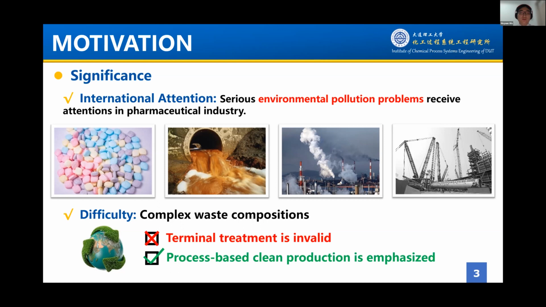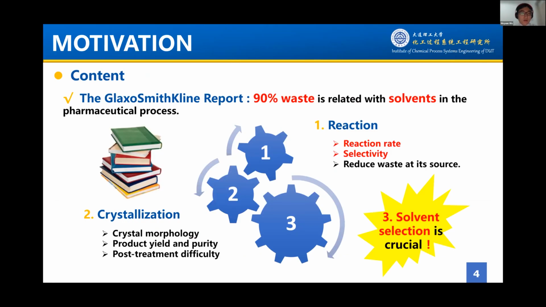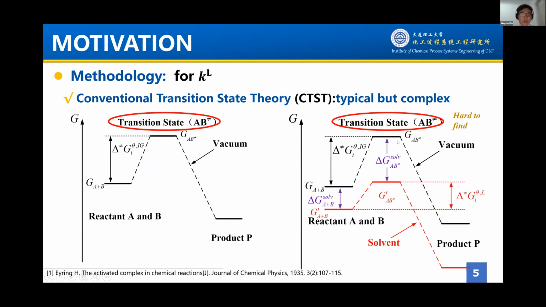But pharmaceutical production is emphasized from a process-based perspective. The GlaxoSmithKline report has indicated that 90% of waste is related to solvents. That is to say, solvent selection is crucial for the production of reaction, crystallization, and other unit operations. In this work, we focus on the reaction solvent.